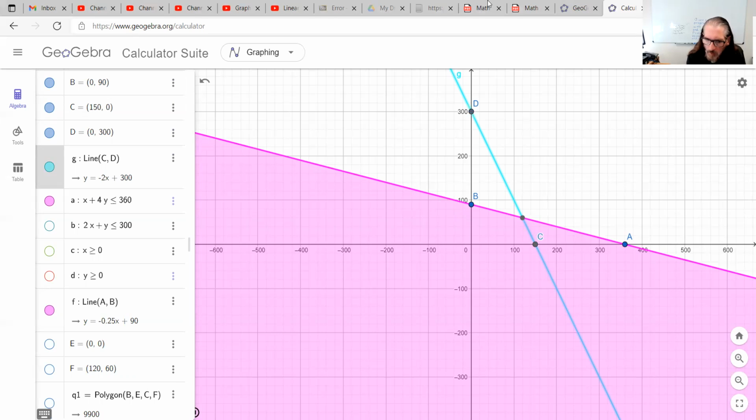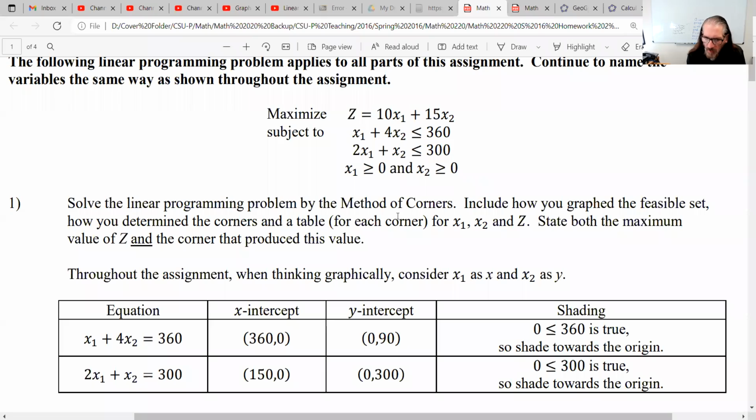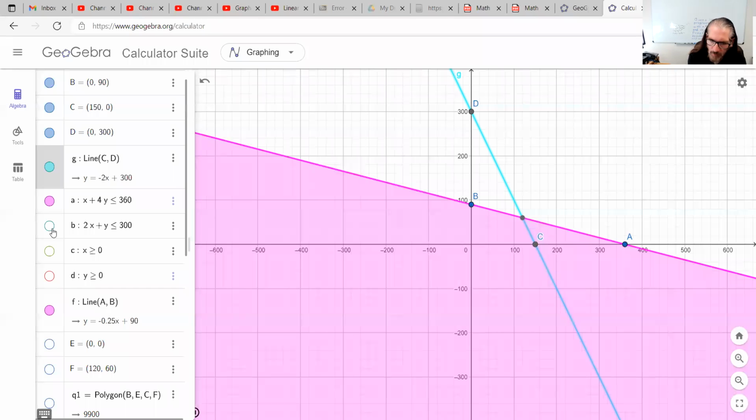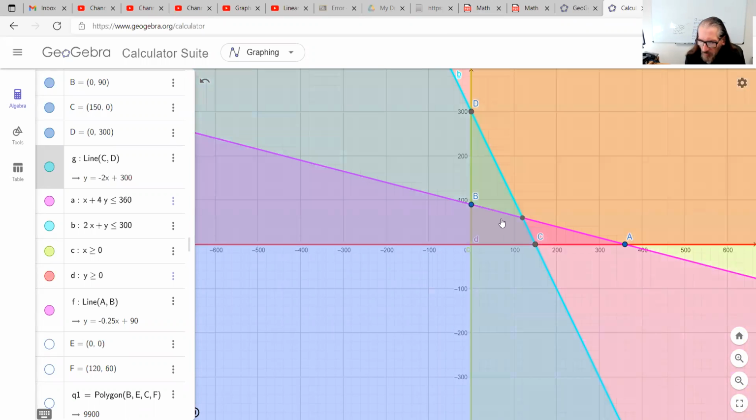So again, the origin is not on that line. So using 0, 0, 2 times 0 plus 0 is just 0. That is less than or equal to 300. So we'll be shading towards the origin again. Get that to show up. And our non-negativity constraints trapping us on either these edges here or within the first quadrant.